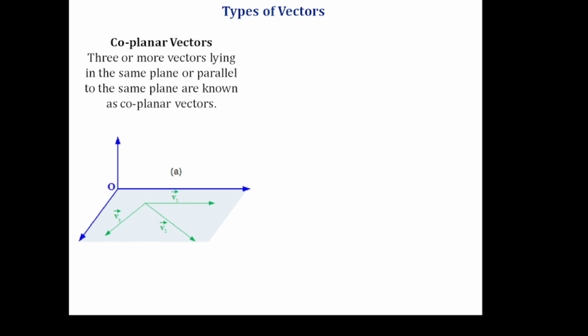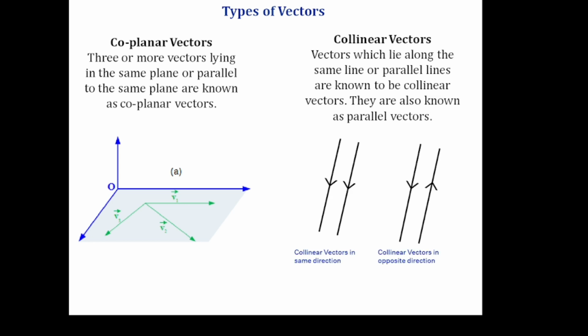Now coplanar vectors. This is very important because this is one concept: three or more vectors lying in the same plane or parallel to the same plane are called coplanar vectors. And collinear vectors are also known as parallel vectors. That means vectors which lie along the same line or parallel to a line. They can be in the same direction or in opposite direction, but they are parallel to each other.